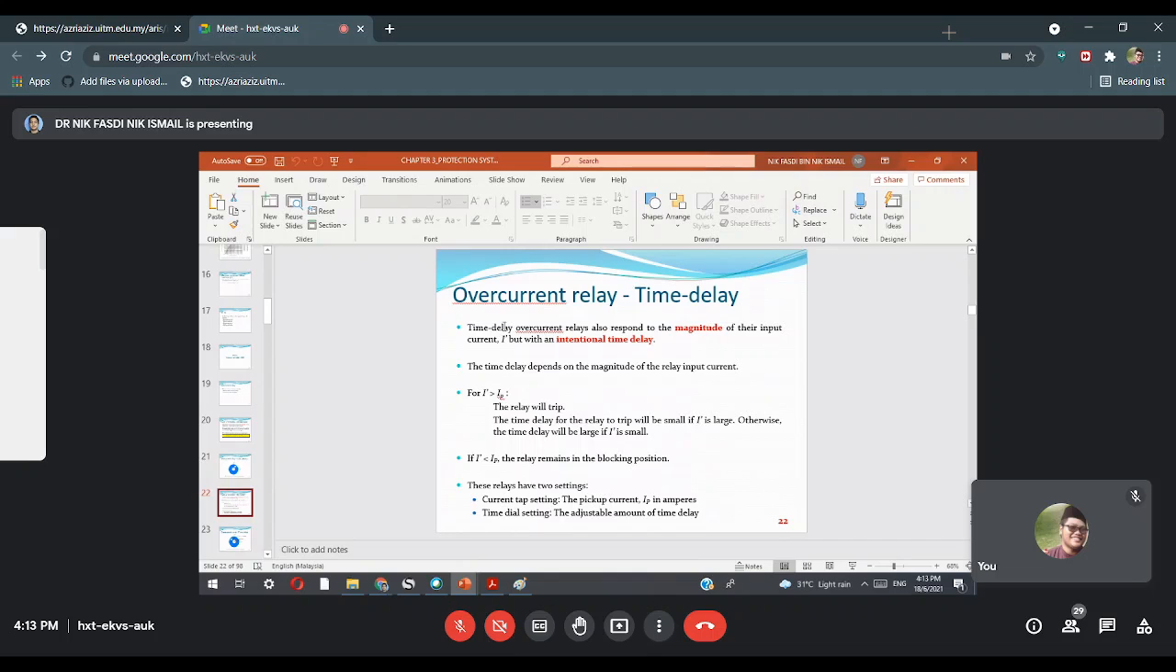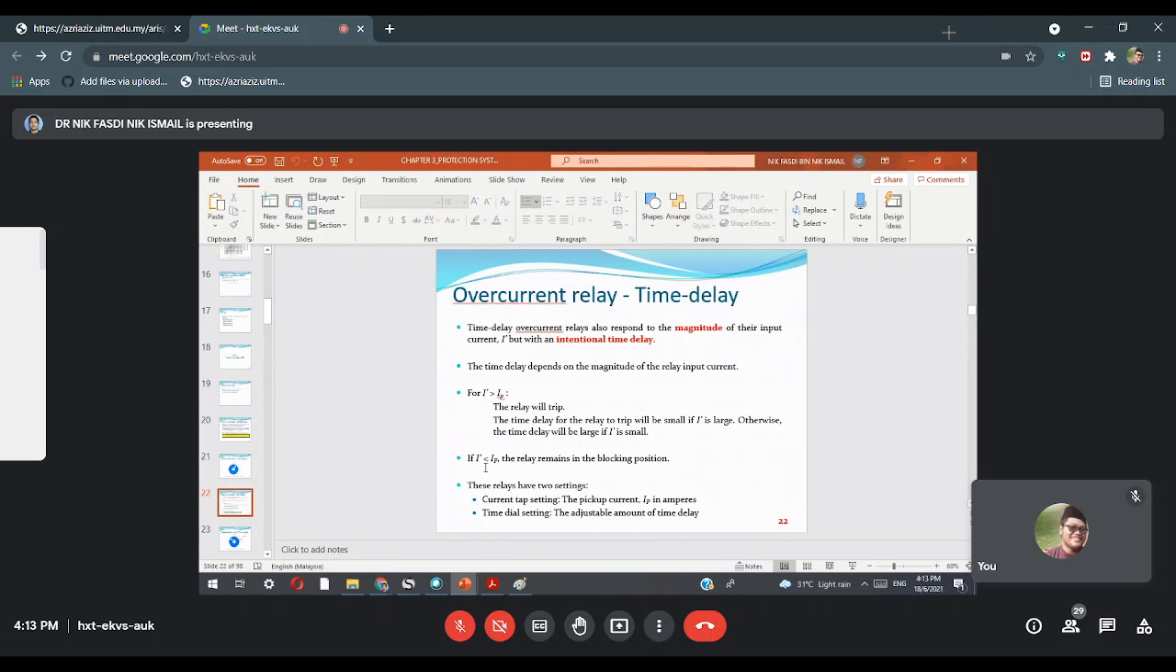Alright, how about time delay? The time delay relay responds to the magnitude of the input current I prime, but with an intentional delay time. The time delay depends on the magnitude of the relay input current. For I prime greater than IP, meaning during a fault, the relay will trip. The time delay of the relay to trip will be small if I prime is large, otherwise the time delay will be larger if I prime is small. So the concept is based on the magnitude of the input current I prime.